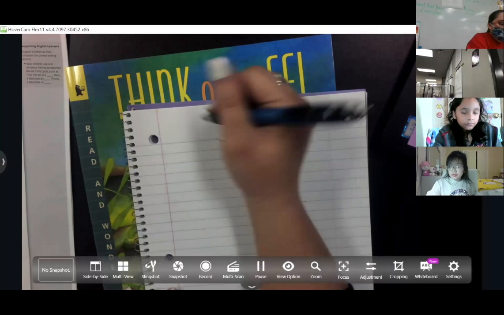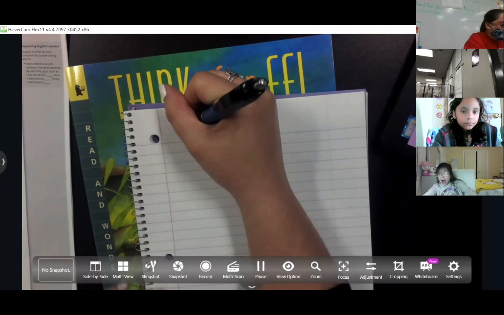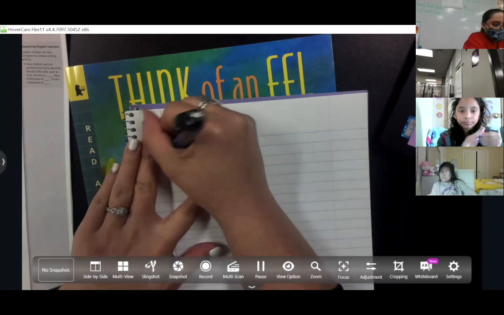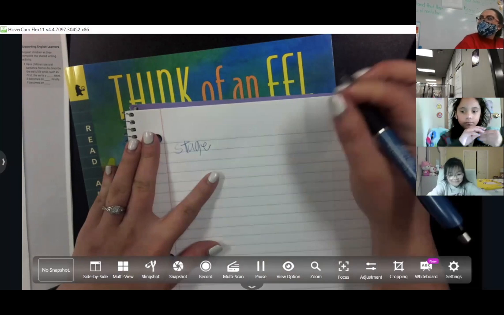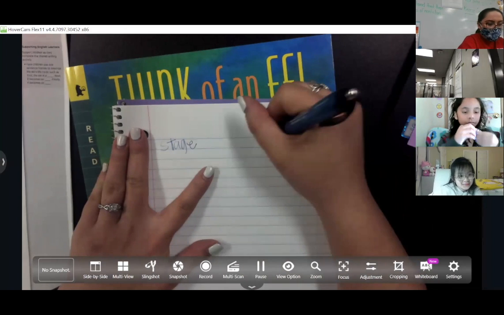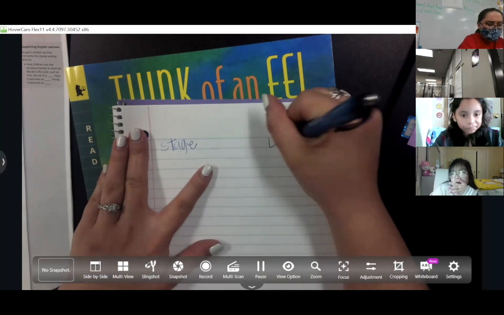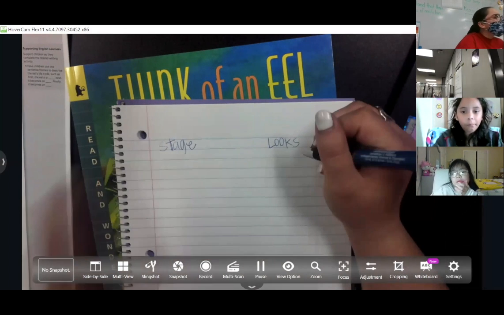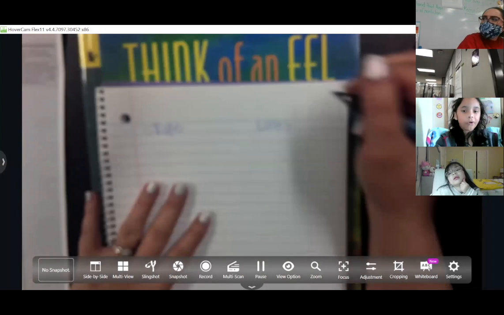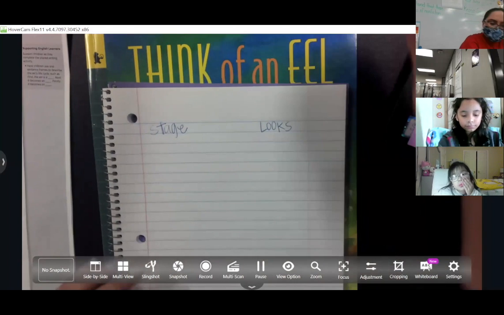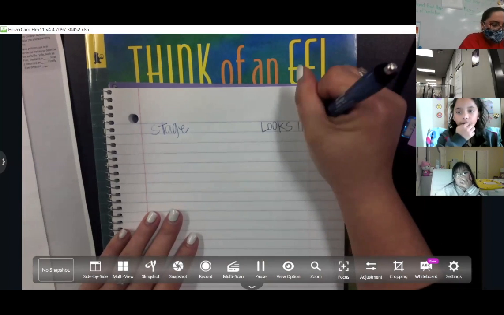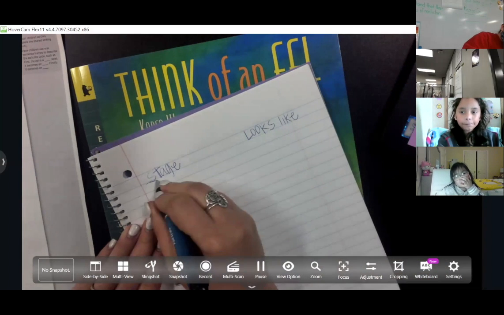So on the top of my paper, I'm going to write the stage. And I'm going to write what it looks like, because it talked a lot about what it looked like in the book. And I kind of want to describe that just to keep my memory. So let's make this little T-chart.